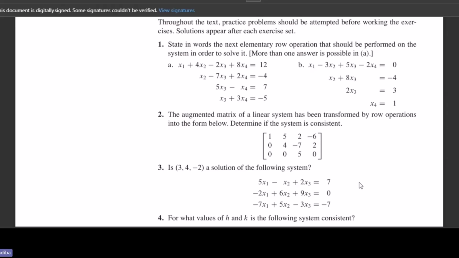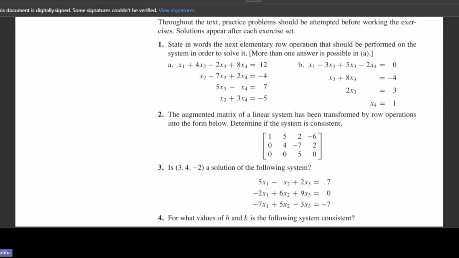What are we saying? 3, 4, negative 2 is not a solution of this system. Is not a solution. Problem solver, what are you saying? Yes, I'm also saying it is not a solution for this system. Okay. There is an agreement. So, I also agree with what you said.